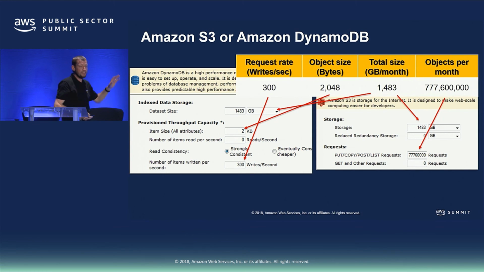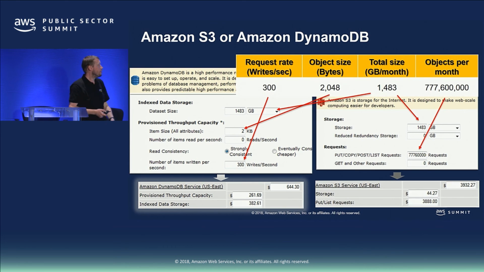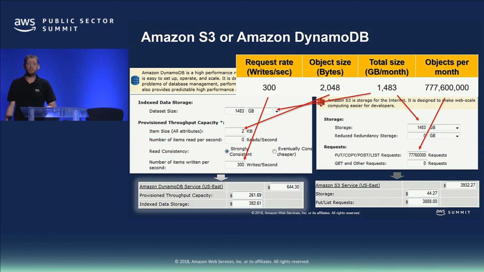Notice that different services have different pricing models. So we weren't interested in necessarily the objects per month stored in DynamoDB. But by using the Simple Monthly Calculator, we can get figures out at the end of it. And what we see is that DynamoDB, for this particular workload, will cost about $650 per month, roughly, compared to S3, which costs somewhere around $4,000 per month. So a fairly obvious win there for DynamoDB for this particular use case, which is great.